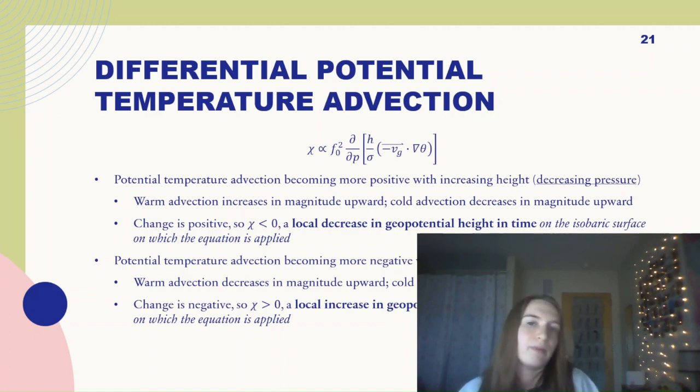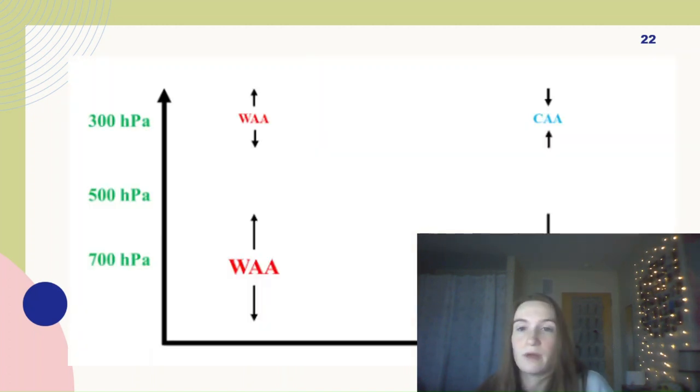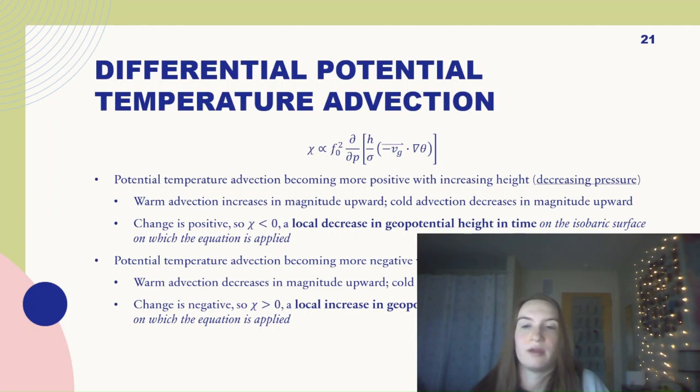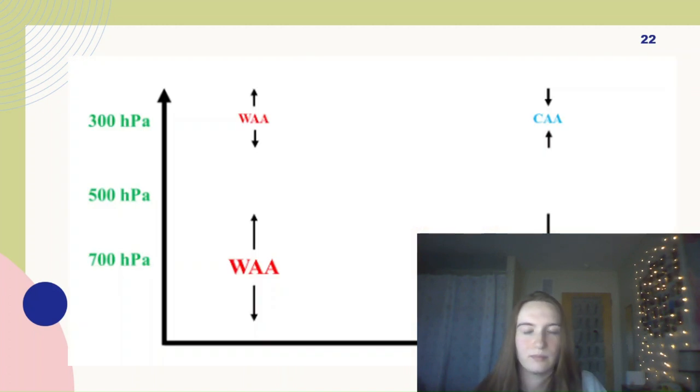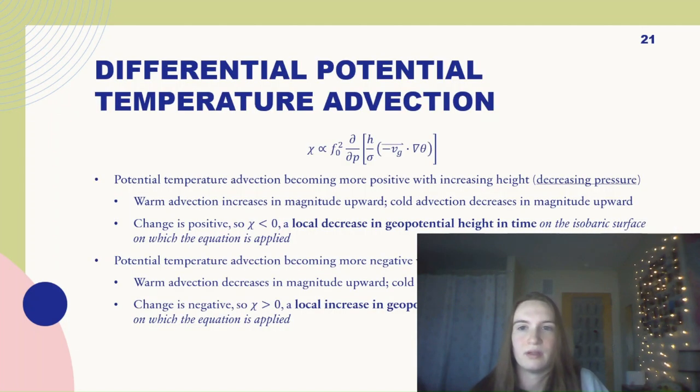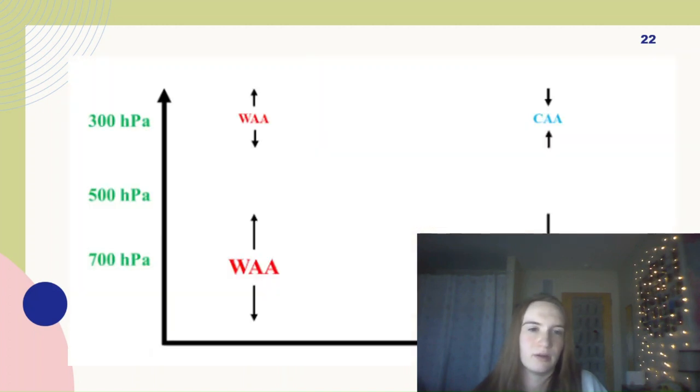Okay, so that's warm air advection decreasing in magnitude as we go up, or cold air advection increasing in magnitude as we go up. Okay, let's look at an example. Here we have warm air advection decreasing in magnitude upwards. That means chi is positive, right? Chi is positive. That's an increase in geopotential height with time. Cold air advection decreases in magnitude upward. That's positive potential temperature advection change, which means chi is negative, which is a decrease in geopotential height with time.